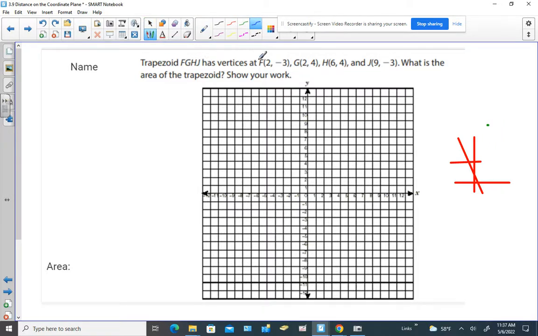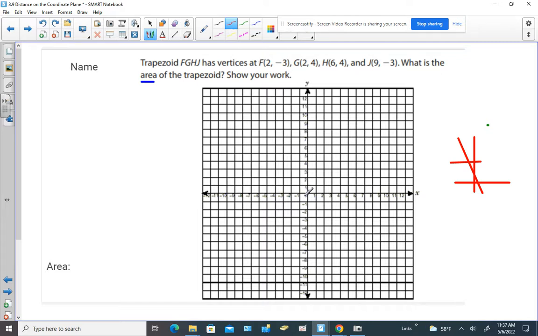Trapezoid FGHJ has vertices at F (2, -3), G (2, 4), H (6, 4), and J (9, -3). What is the area of the trapezoid? All right, so let's plot these points so we can visualize the trapezoid.